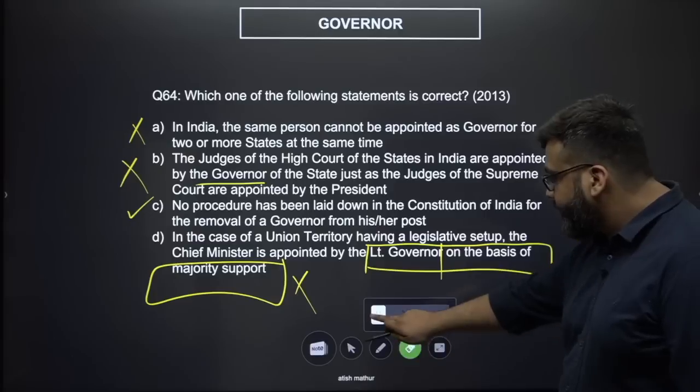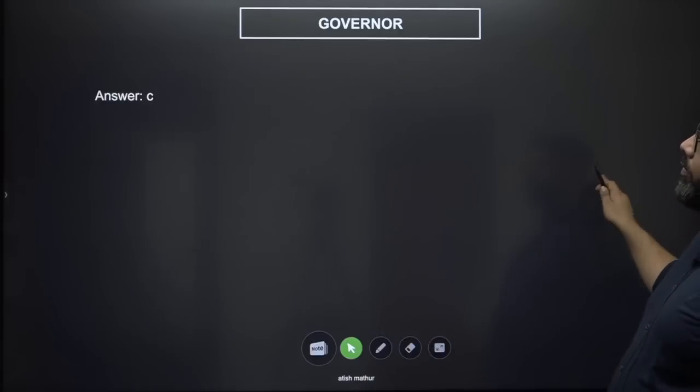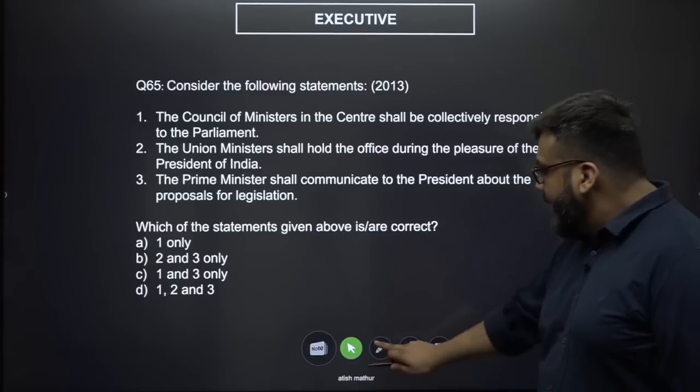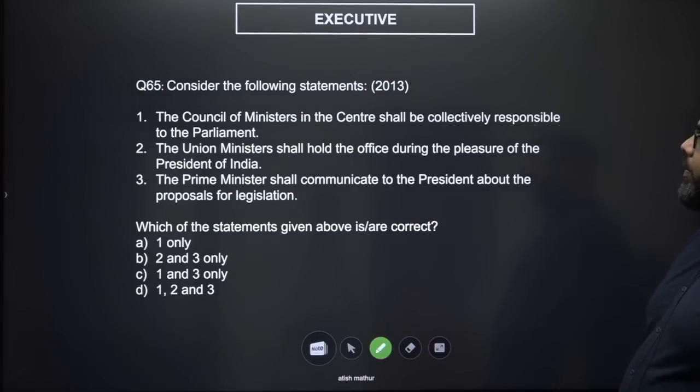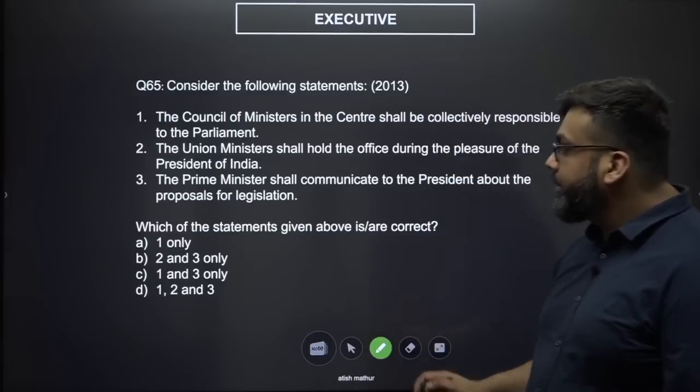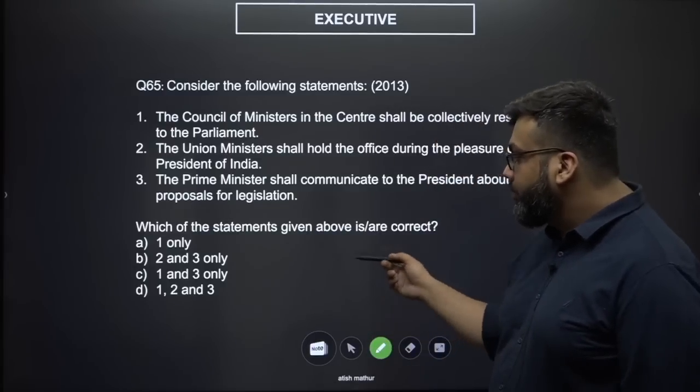Now, C. The Council of Ministers in the centre shall be collectively responsible to the Parliament. The Union Minister shall hold the office during the pleasure of the President of India. The Prime Minister shall communicate to the President about the proposals for legislation. Alright, so you've got 1 in 3 places, you've got 3 in 3 places.